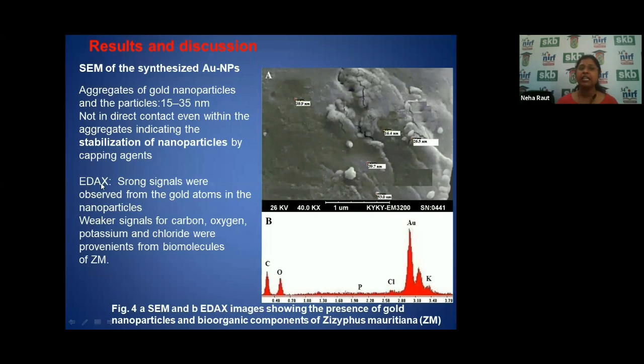The next is EDAX. You can see in the case of EDAX, the strong signals are of gold atoms in the nanoparticles and weaker signals for carbon, oxygen, potassium and chloride, which come from the biomolecules of Ziziphus mauritiana. So it gives us a confirmation for the presence of strong signals of gold nanoparticles, and the presence of gold with bioorganic components of Ziziphus mauritiana.